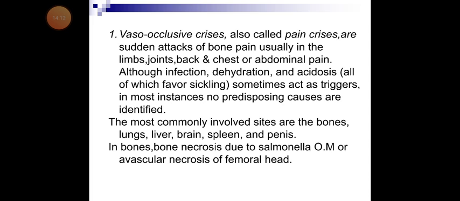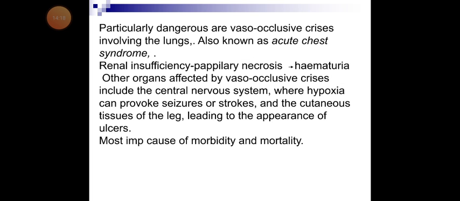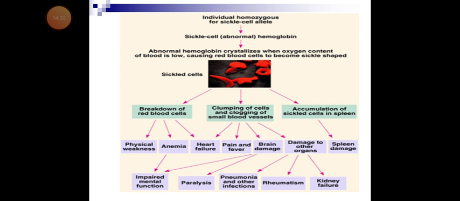Bone necrosis due to Salmonella, or avascular necrosis of the femoral head, is seen in Western countries. Particularly dangerous are vaso-occlusive crises involving the lungs. Renal insufficiency and papillary necrosis are also common presentations. You can see these are the sickle cell hemoglobins, breakdown of red blood cells, and this breakdown will lead to physical weakness, anemia, heart failure, pain and fever, brain damage, spleen damage, impaired mental function, paralysis, and kidney failure.